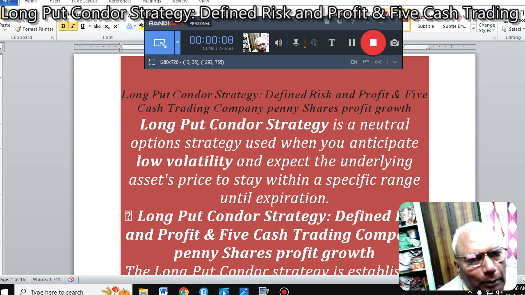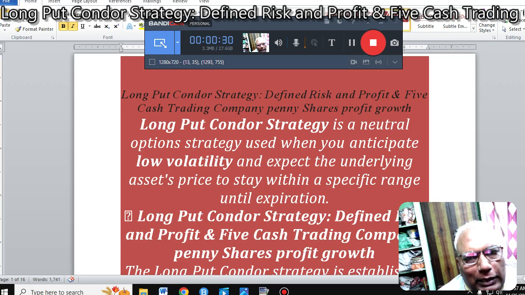This is the Long Put Condor Strategy, defined risk and profit, and 5 Cash Trading Company, penny stocks, penny shares, profit growth. That is also mentioned here.